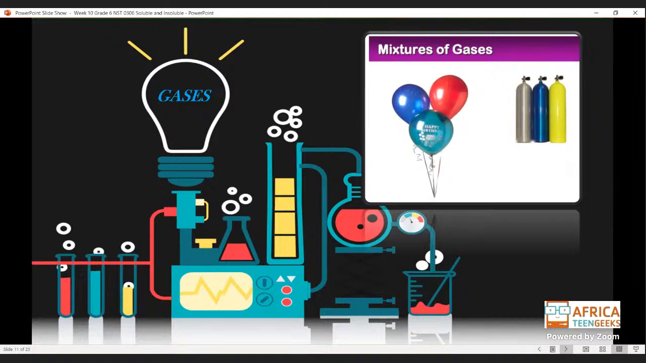Hydrogen and nitrogen, oxygen and nitrogen. Yes, they can be mixed. If you remember, I was talking in one of our lessons about diving. When you go diving, you have a mix of gases in your tank so that you can breathe underwater. And those are actually quite a number of components of gases.